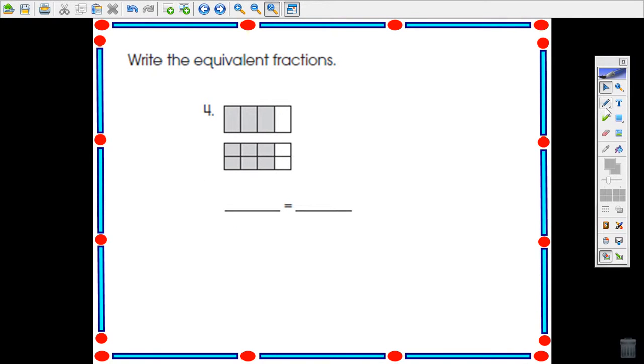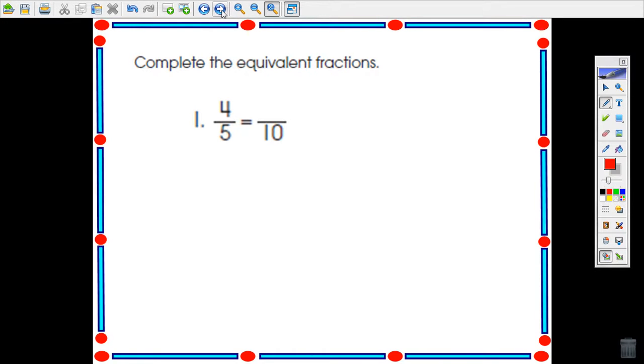Then we have how many gray shaded in here? 3. Out of how many total? 4 pieces. How is that equivalent to this one? This time we have 8 pieces total, and we have 6 shaded in gray. Let's prove it using whatever you do to the top, you do to the bottom. 3 times 2 equals 6. 4 times 2 equals 8. So they're equivalent.